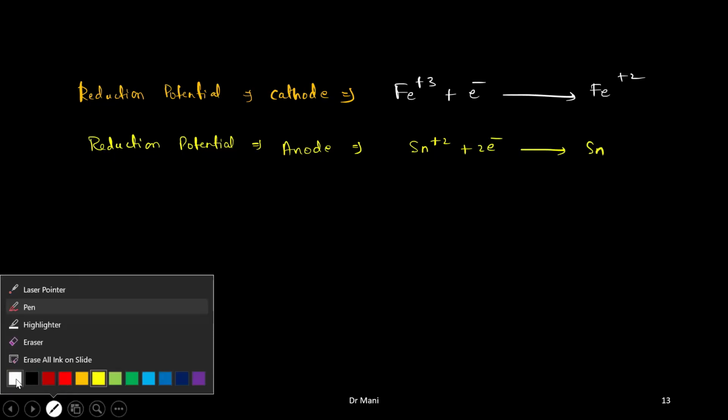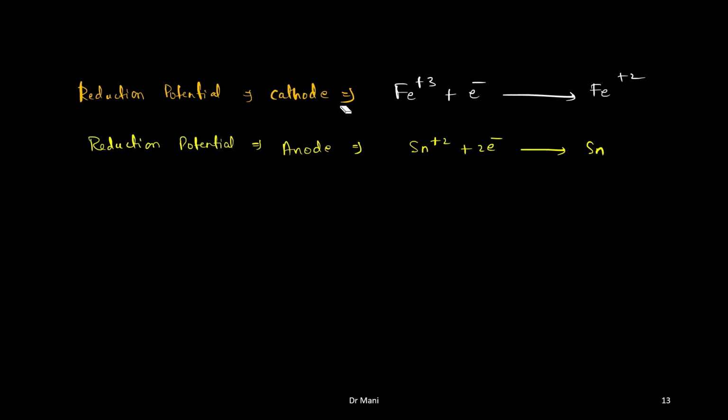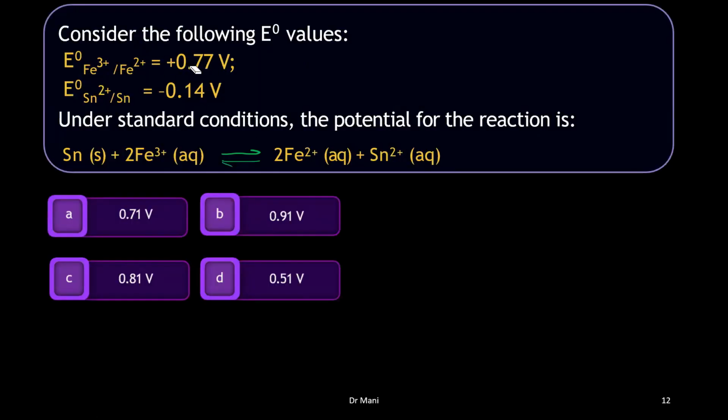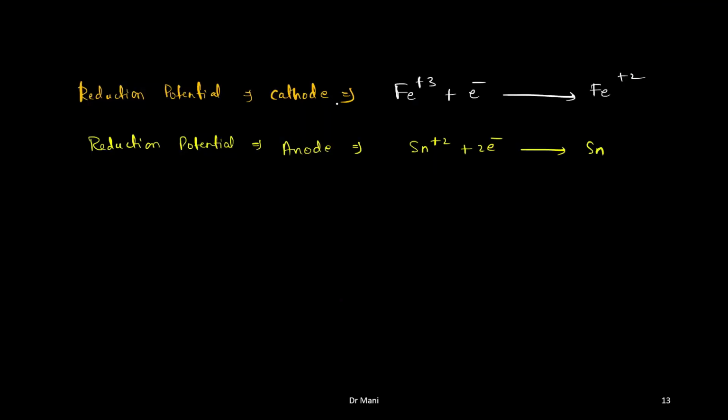So what is the reduction potential at the cathode? It is given as Fe3+ + e-. So it is given as how much? 0.77 V. And this will be minus 0.14 V. And what is the formula?